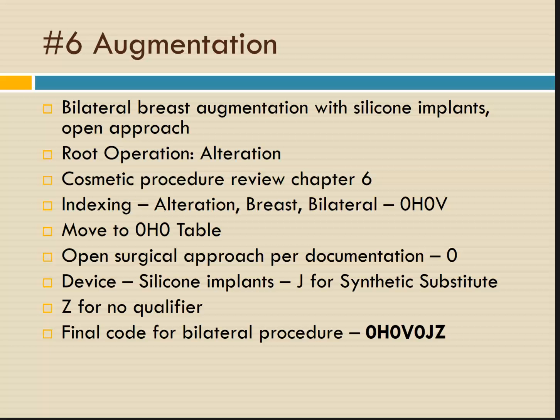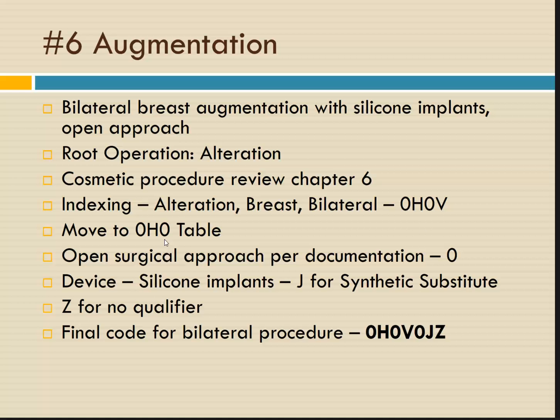The next one is noted in your textbook as bilateral breast augmentation with silicone implants, open approach. There's no documentation of this being a medical procedure. It's documented as augmentation, so then we are going to code it as a cosmetic procedure, and the root operation is alteration. The indexing pathway is alteration, breast, bilateral in your alpha index of your ICD-10-PCS coding manual. You end up at 0H0V.